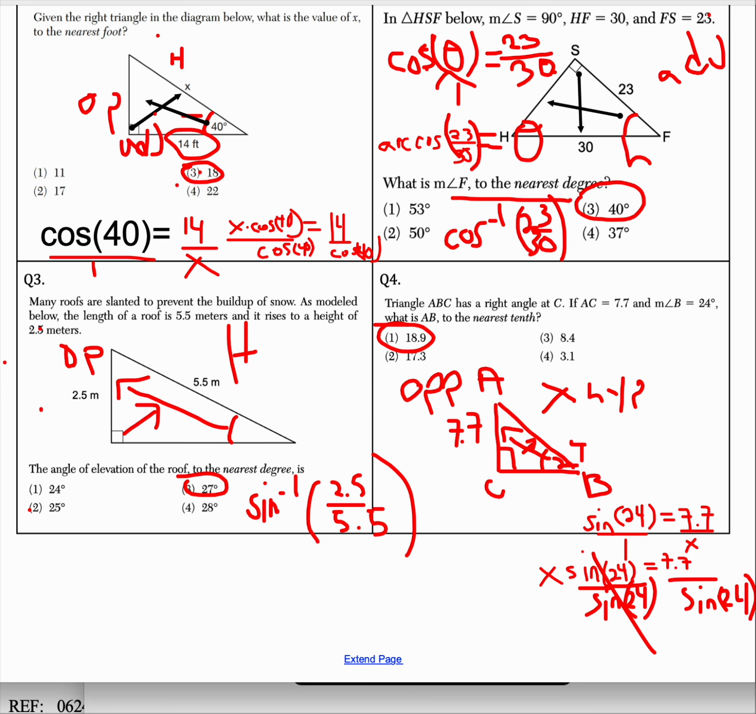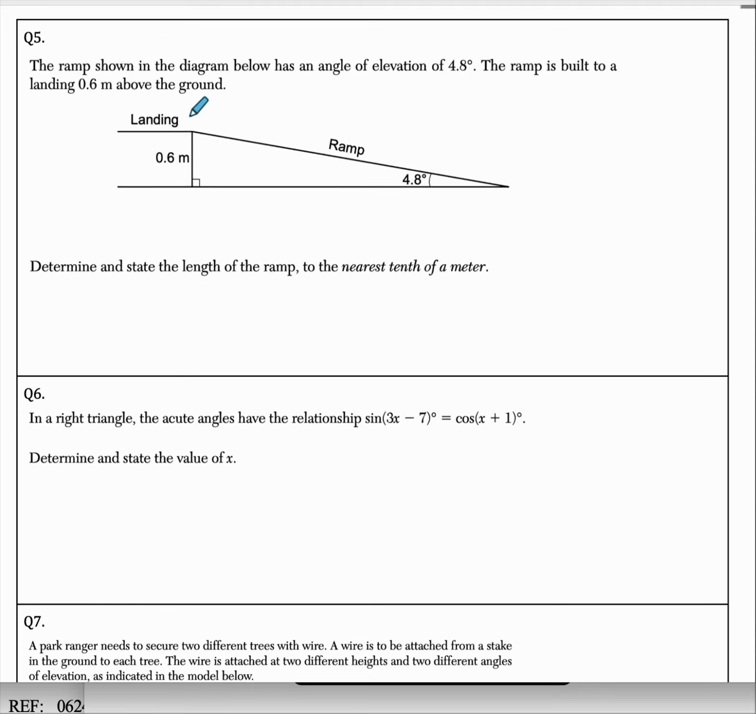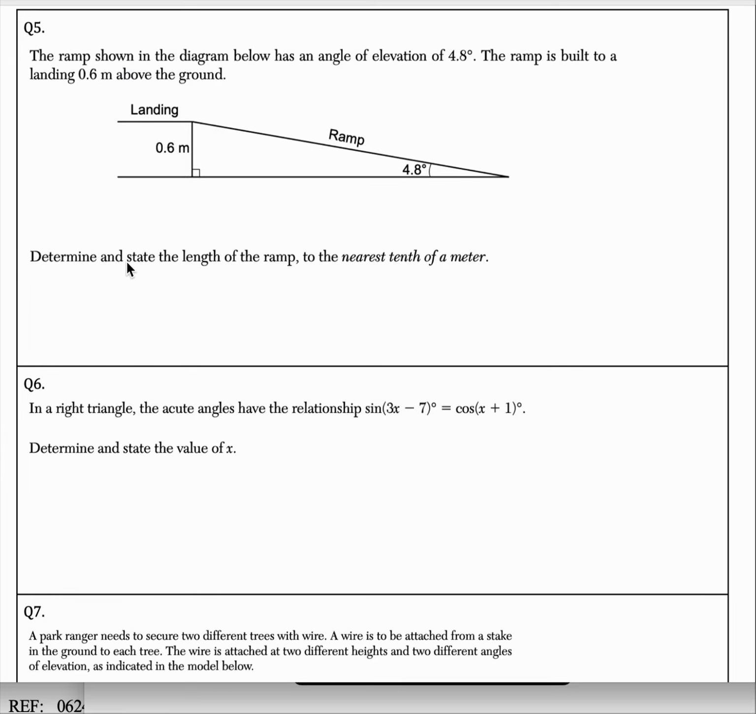Okay. All right, our next three questions. The ramp shown in the diagram below has an angle of elevation, right? It means that the angle is from the bottom going up, of 4.8 degrees. The ramp is built to a landing 0.6 meters above the ground. Determine and state the length of the ramp to the nearest tenth. So we want to find x to the nearest tenth.